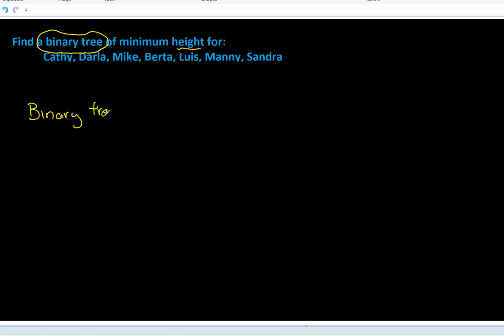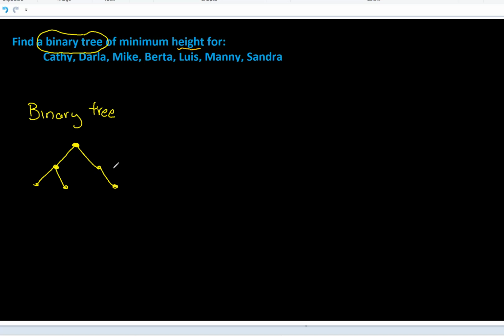So the word binary has to do with two. In a binary tree, we start off with a root, and each time we branch off at most 2 times. Okay, so here's an example of a binary tree. I know this individual over here only had 1, but that's okay. As long as we have at most 2, we are a binary tree.